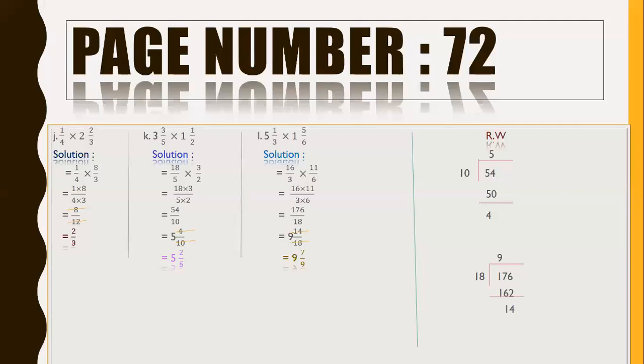The last part of this question and also of this page and also our meeting is part L. 5 whole number 1 over 3 and 1 whole number 5 over 6. Two mixed numbers are given. We convert them into improper fractions, and after the multiplication 176 over 18 is there. When we convert into a mixed number, 9 whole number 14 over 18, and we can cancel 14 and 18, both on the table of 2. The required answer is 9 whole number 7 over 9.